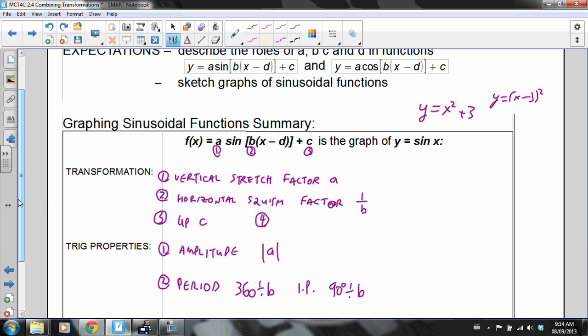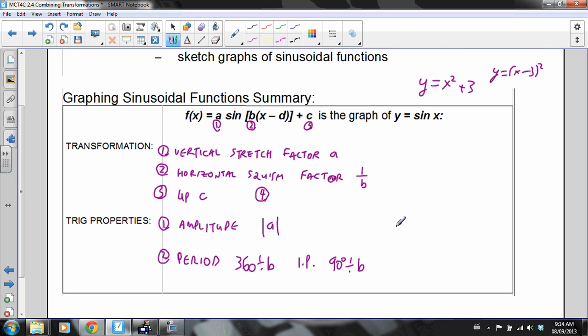Oh, hang on. Before I move on, what does that do trig property-wise? Trig property-wise, we know it moves up 3, but we think of that as a vertical shift. Up C. Or we think of the axis being y equals C. So that's that line that goes back and forth, right? So we think of this as the line y equals C, and the trig function goes back and forth there.